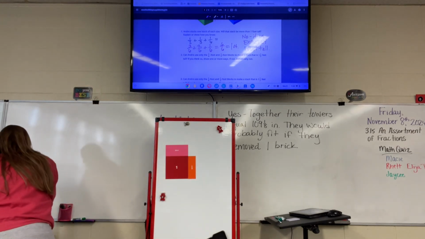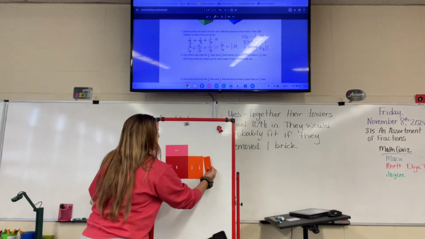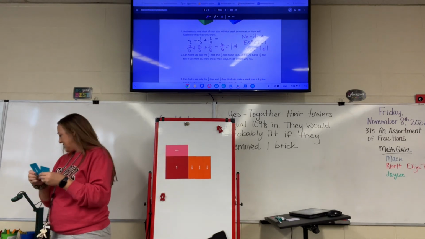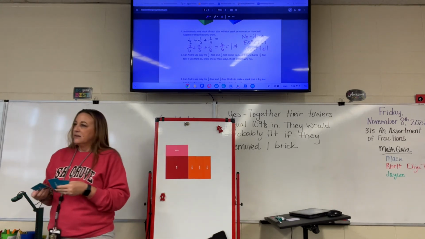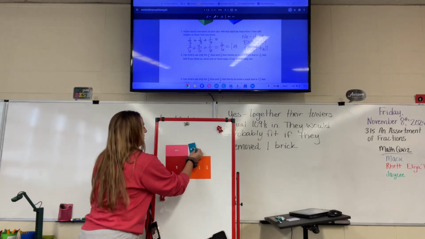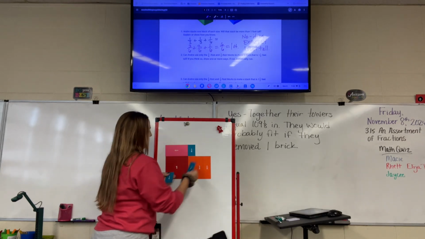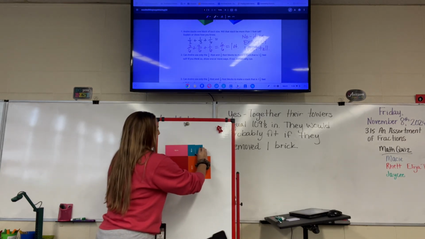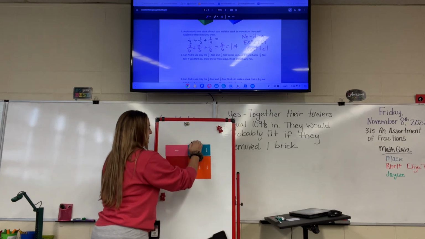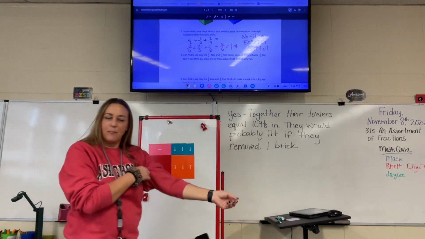Okay, so I can do this. Boom, boom, boom. Is there a way to make a half with sixths? Yes. Fisher, how many? 3. Okay. Did we make a tower that is 1.5 feet tall? Yes.